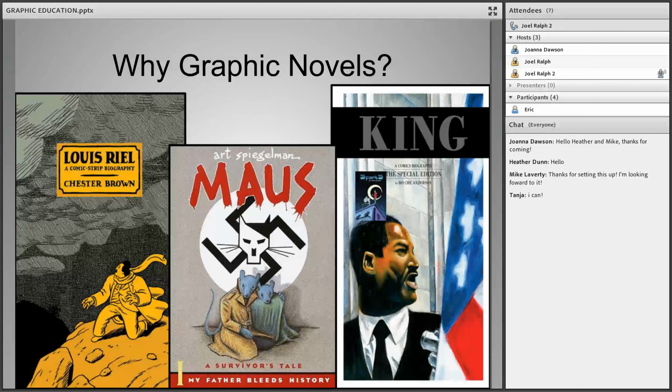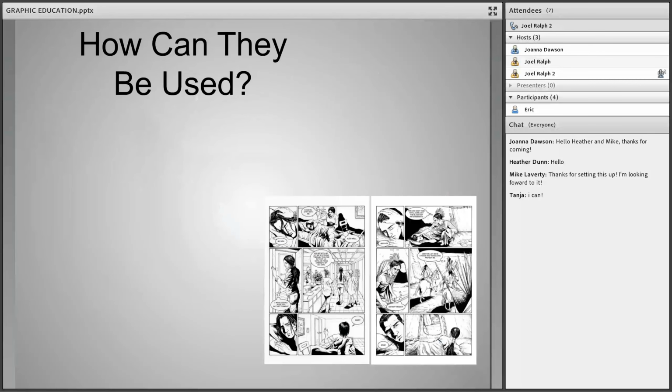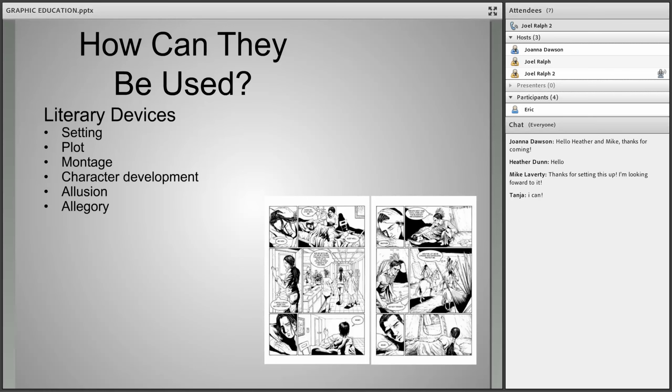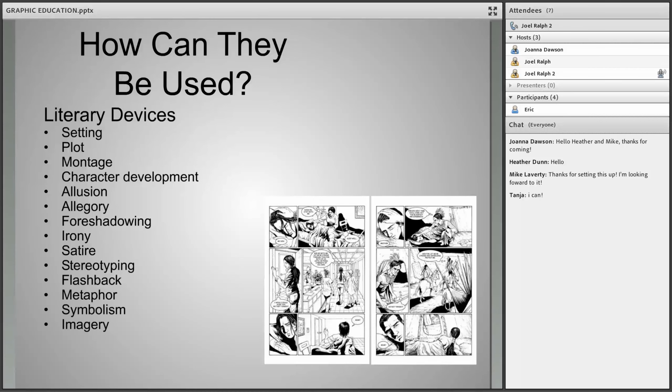So some technical reasons, why graphic novels? First, how can they be used to educate? One of the more obvious reasons would be to teach some literary devices. Within the pages of the graphic novel, and certainly most of these apply to my graphic novel series, you'll see things like settings, plot, character development, foreshadowing, allegory, irony, flashbacks, metaphors, symbolism, imagery. So this displays that the graphic novel has a very close relationship to literature, to novels that don't have pictures in them. Again, they are a very respected form of literature, and can be used just as well as a novel in teaching about literature and literary devices.